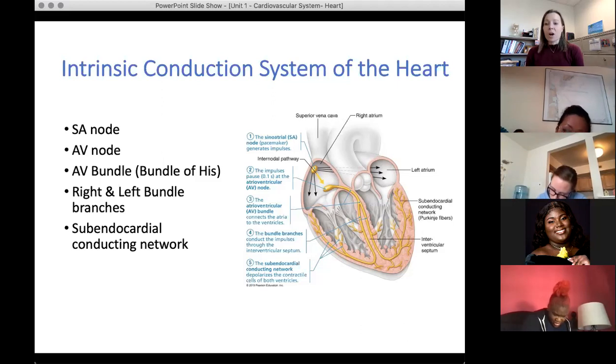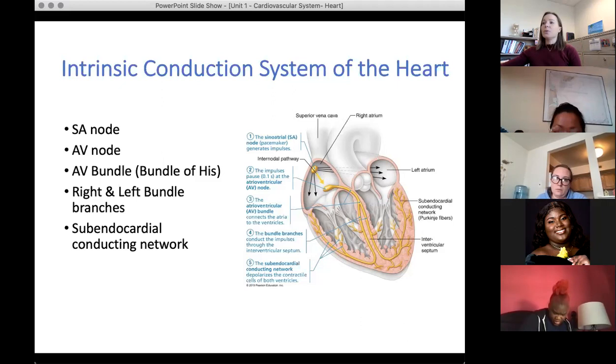And once they are generated by the SA node, they then spread to both atria. So they go down through this atrium and then over to the left atrium, and then move down to the AV node, which is the next part of the conduction system.